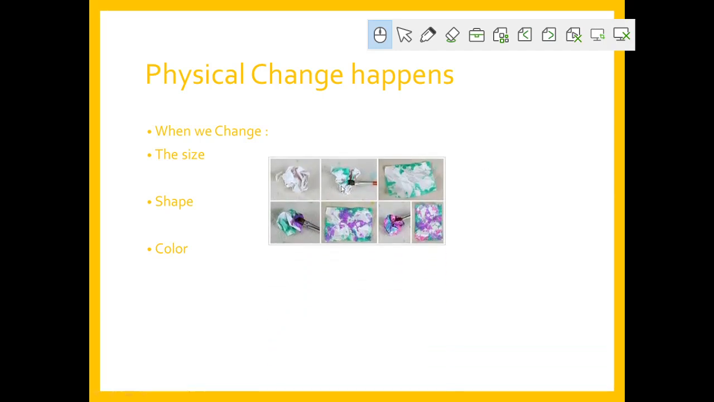Here, when we change the color, look, we changed the color of the paper and the shape too. Look, it was flattened. Then we crumple this paper into a ball. Also, we change the color. Here it was green. Now it is white. Then we colored the paper green, then green and purple.